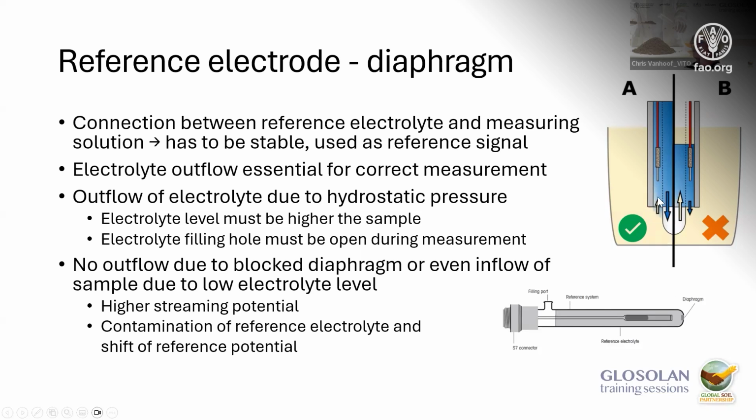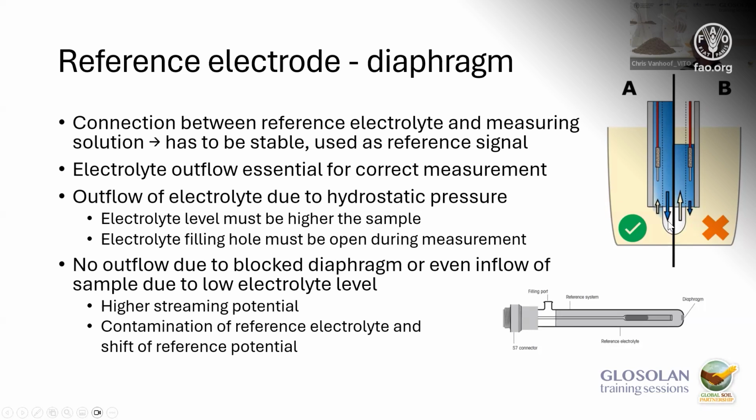If you look at the figure on the left side, you see the electrode solution, and there you can see that the electrolyte has an outflow to the sample solution, and it is important to get correct measurements. The outflow of the electrolyte is needed to have a constant diffusion potential, so that you can use it as a reference signal. But important to know is that the electrode has to be filled with enough electrolyte. On the right side of the picture, you see that the electrolyte is below the sample level, and then you do not get a proper measurement with the pH electrode.